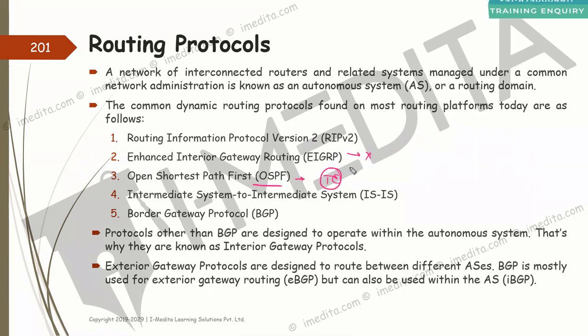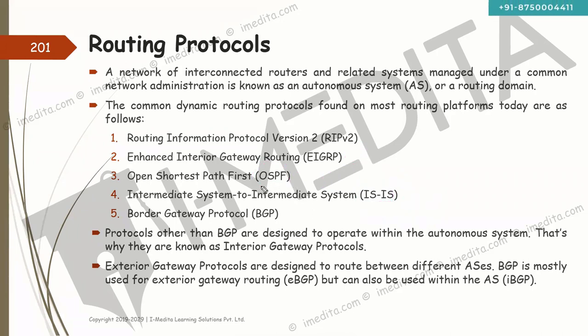EIGRP lacks any sort of traffic engineering feature. That is why EIGRP is not a preferred choice as an IGP protocol in the service provider environment, where we want to move our traffic as per our requirement. EIGRP lacks the traffic engineering features that are available in OSPF and ISIS, mostly in ISIS, with a few features in OSPF as well.